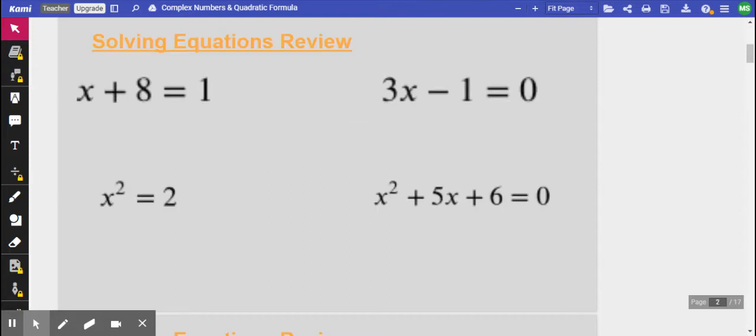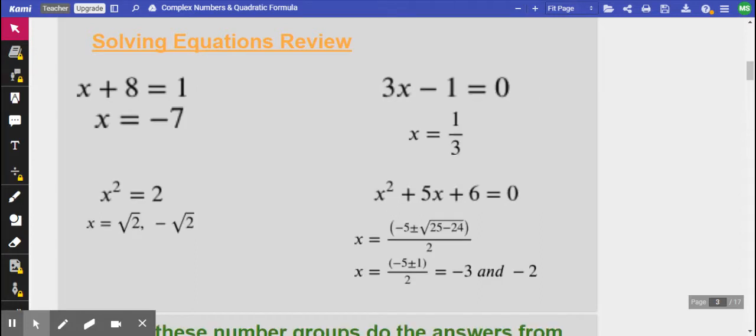To start off with, we'll do a little review of solving equations with 3 recognizable problems from earlier chapters and then 1 for a quadratic formula from a recent lesson. So please take a second to pause the video and solve for x in each of these 4 equations. In all 4 of these, we'll start at the top left and work through them one by one.